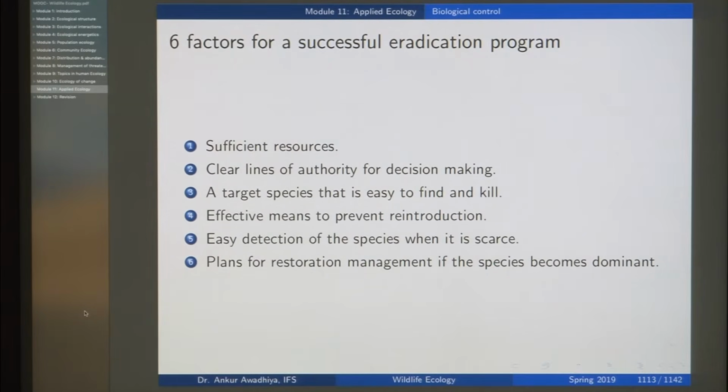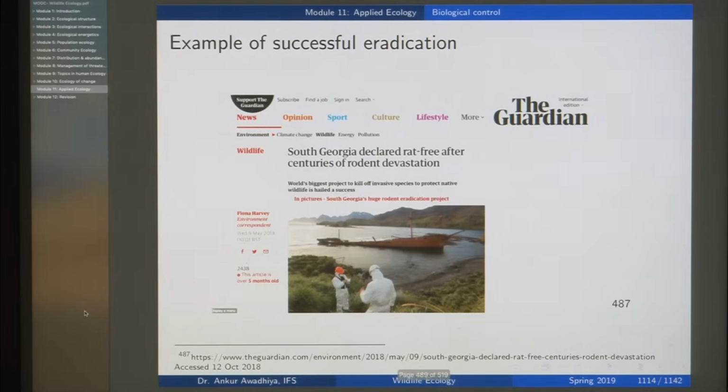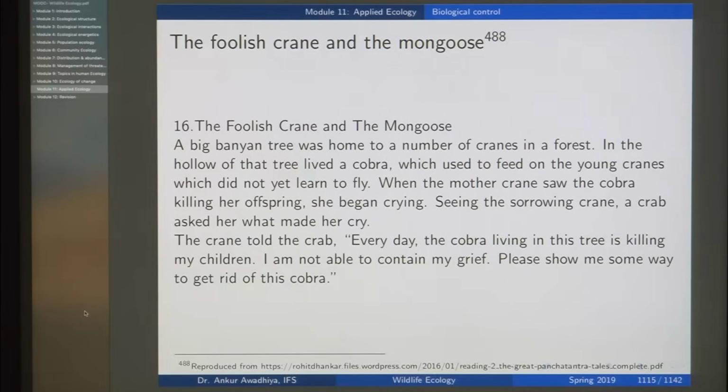There has to be a clear line of authority for decision making. The target species should be easy to find and kill. There should be effective means to prevent reintroduction, easy detection of the species when it is scarce, and plans for restoration management if the species becomes dominant. And in this case, we have been able to eradicate a few islands and a few areas from, say, rodents, because we were able to bring in all these concepts.